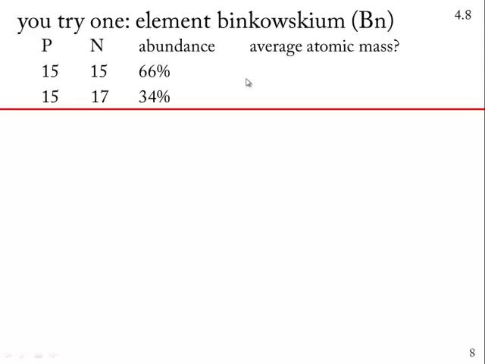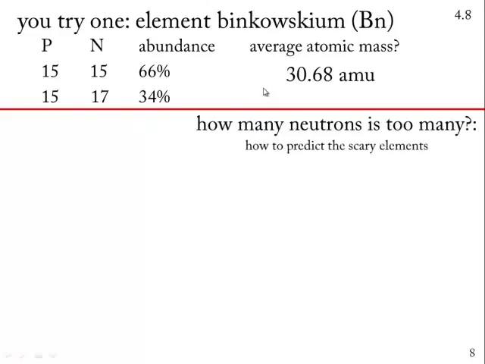Simply sum up the mass of each one times its abundance. 66% of it is 30. 34% is 32. What you should have written, I guess doesn't show up on this slide, is 0.66 times 30 plus 0.34 times 32 equals 30.68 atomic mass units.